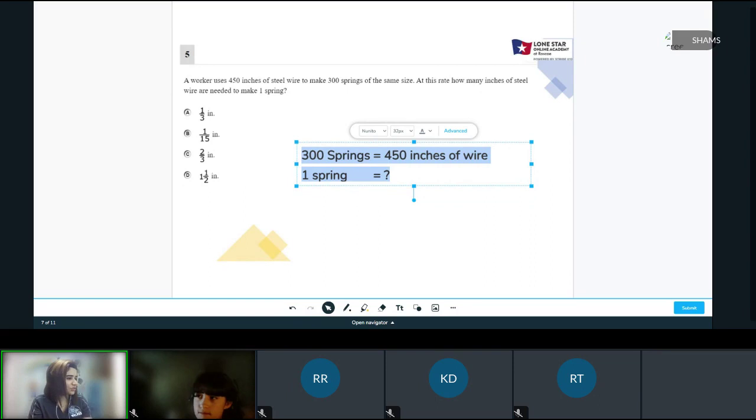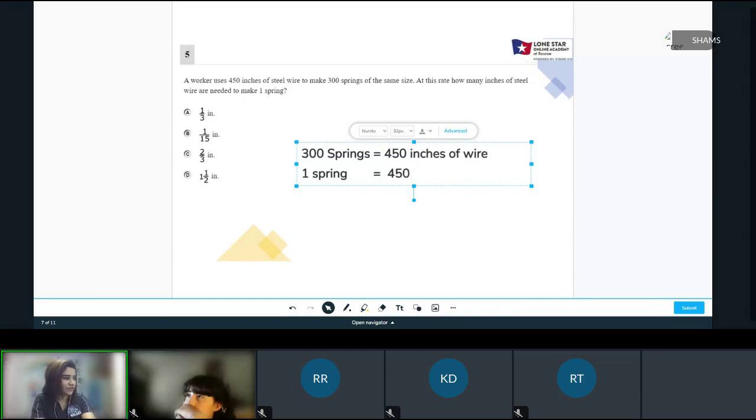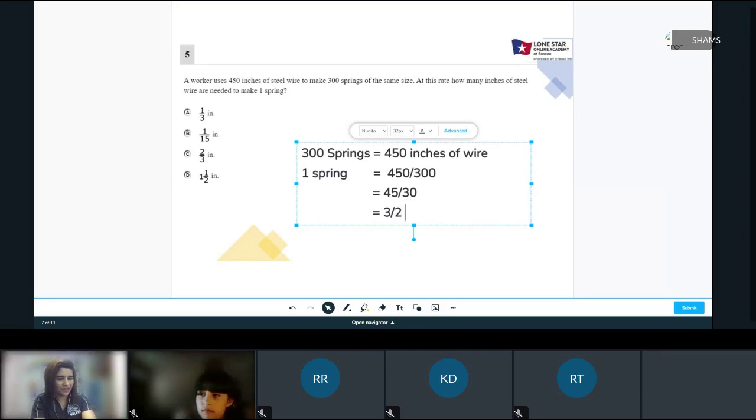Okay, so what you can do is simply, 450 inches of wire is needed for 300. So if you can divide that by 300, you can split the 450 into 300 springs. You will know how much is needed for each spring. Right? And this is also the same as 45 over 30. And if you continue to simplify it, 45 over 30 simplified by 15 is 3 over 2. Or 3/2 is the same as 1.5.